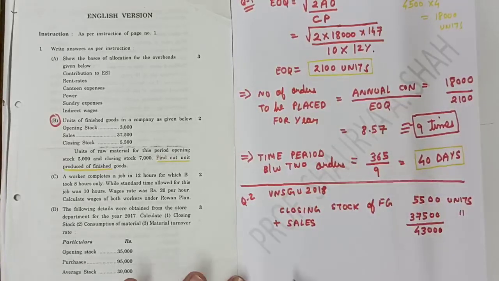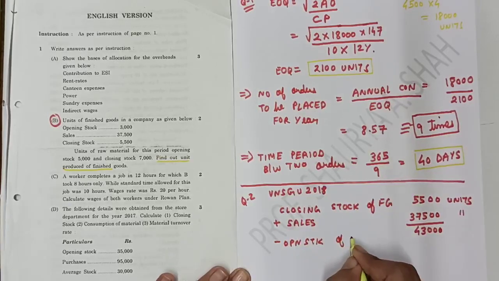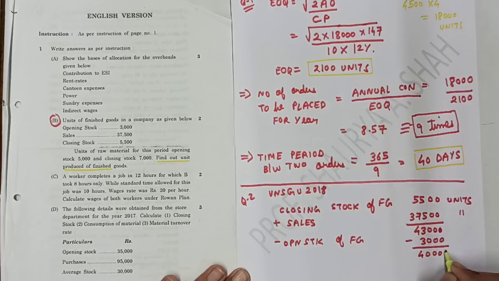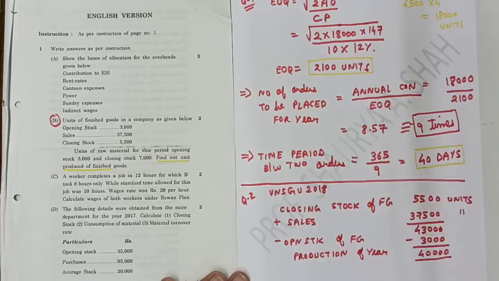Now from this I'll deduct opening stock of finished goods. That is given in the sum, that is 3,000. So what I'll get is the final answer of 40,000 units. What is this 40,000? This is production during the year. Production of the year. So this is asked in your exam. What is production of the year? It is 40,000 units of the entire year, right?